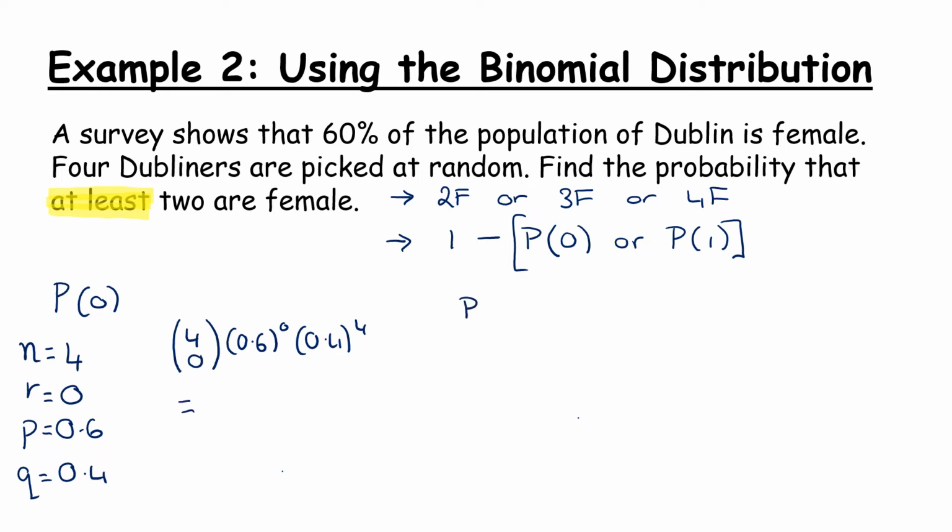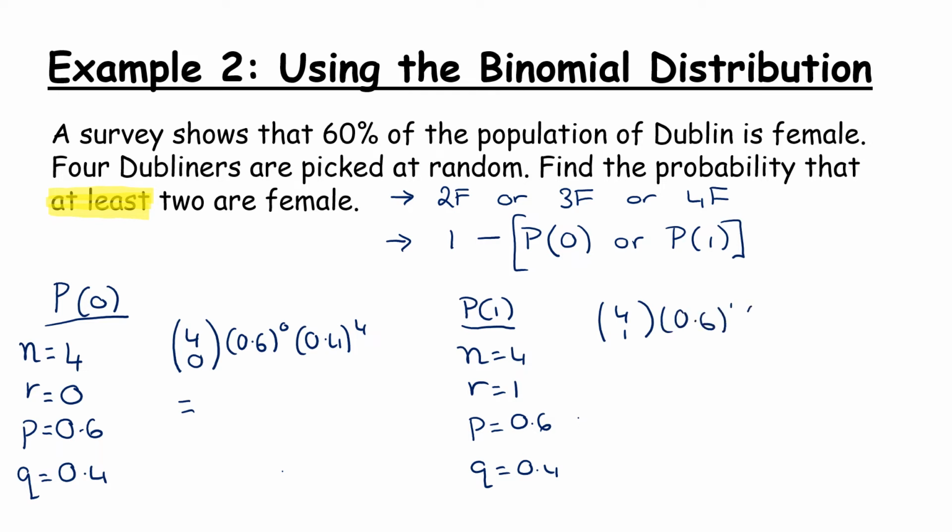Then we're going to work the probability of 1. For this, N is again 4, r is going to change to 1. The probabilities will not change, so we still have P is 0.6 and Q is 0.4. So this is 4 choose 1, 0.6 to the power of 1, 0.4 to the power of 4 minus 1, which is 3. We're going to work these 2 out, add them together, and take away from 1. So 4 choose 0 is 1, 0.6 to the power 0 is 1, so we have 0.4 to the power of 4, and that works out as 0.256.